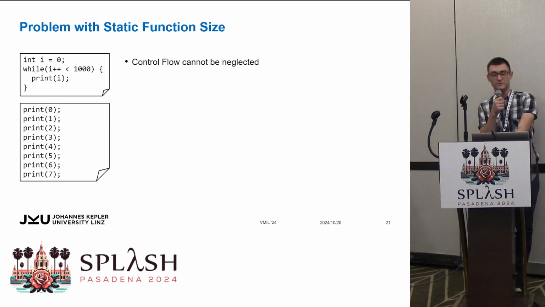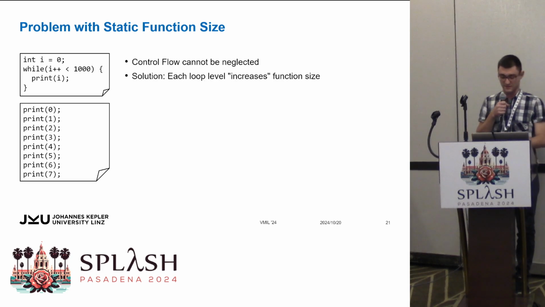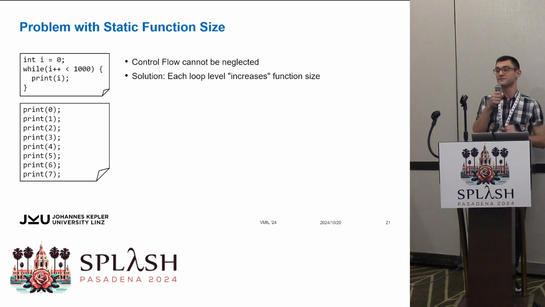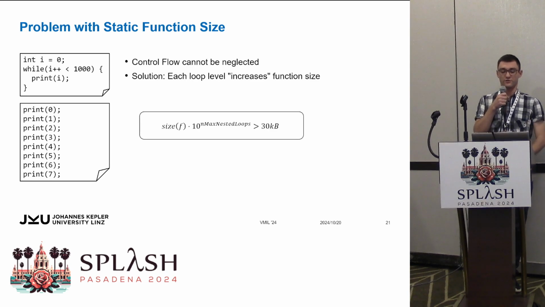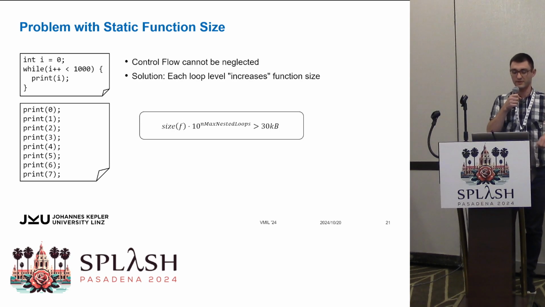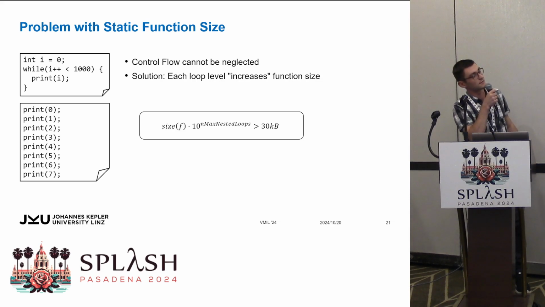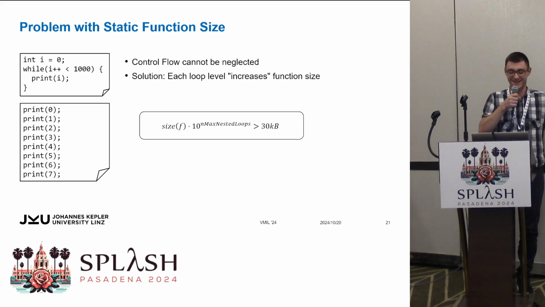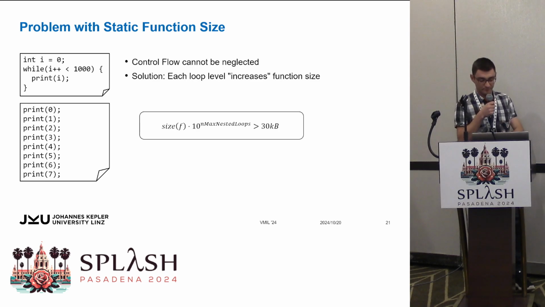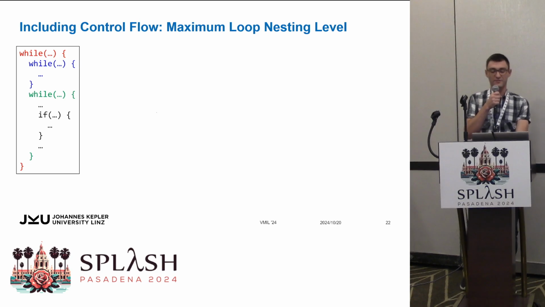And as said, we don't have to go for a perfect solution here because it's just heuristics. But we here just assume that every loop level increases the function size by 10. So we go for the maximum level of nested loops and multiply. For the maximum level of nested loops, we multiply this by 10. We also try different numbers, of course. It's not that we just pick 10, but 10 led to the best result. And the number of static loops can also be determined relatively fast.